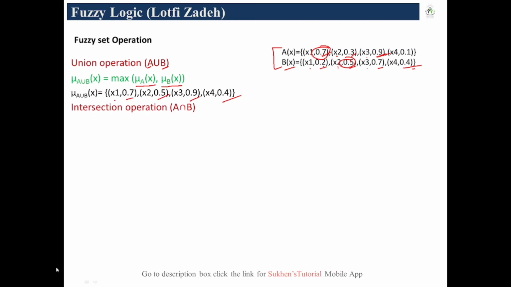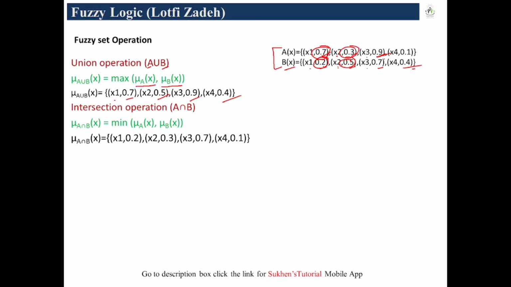Then intersection operation means the minimum of set A and set B. That means this is set A, set B, and the minimum is taken like this. Of 0.7 and 0.2, the minimum is 0.2, and for set A, set B, the minimum is 0.3, and for 0.7 and 0.1 the minimum is 0.1. That means 0.2, 0.3, 0.7, 0.1. So this is the intersection operation. That means we find the minimum element between the two sets.